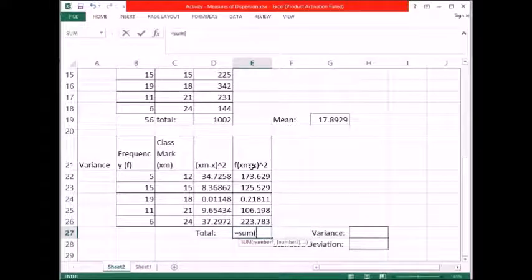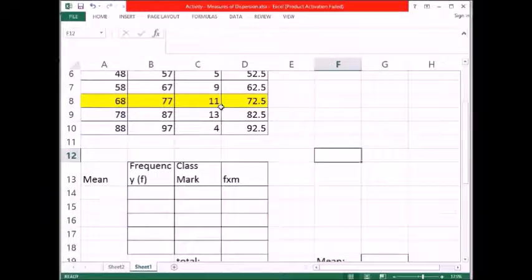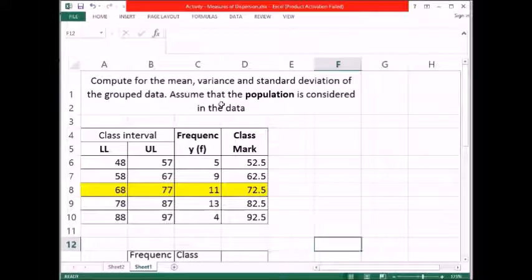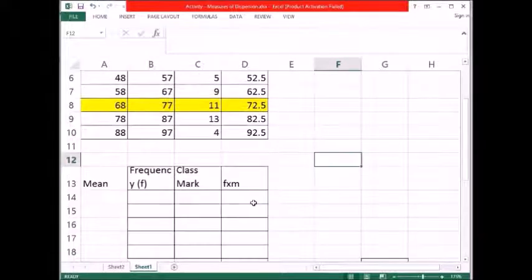Okay, so next for the total, code the sum, no? Formula natin. Then, highlight E22 to E26, ibig sabihin yung product na ng frequency and the different square differences. Okay, then enter, no? And this will be the one to be divided by n minus 1 kasi sample to, no? But for the one that you're going to answer, assume that the population is considered in the data. So, ayan. Ibig sabihin, no need to subtract 1 from our total frequency or for the sample, number of samples. Okay, so total frequency or number of samples are the same.